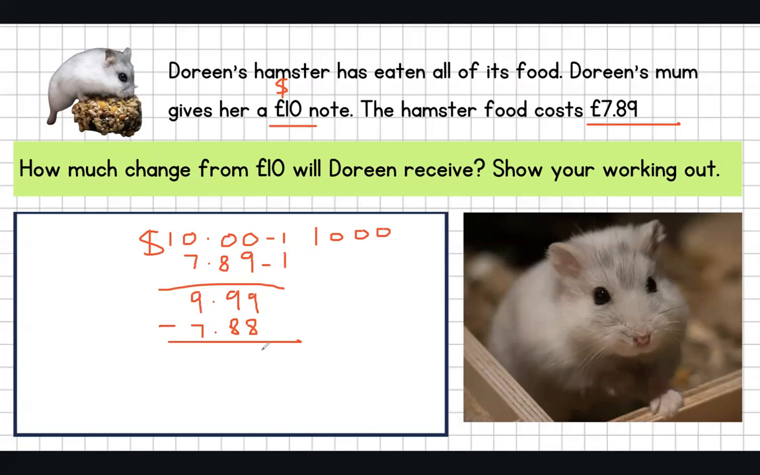So 9 take away 8, 1. 9 take away 8, 1. Do not forget that decimal point. 9 take away 7, 2. And then do not forget that unit of measurement, that unit of money. And I went into dollars here. I should have done that.